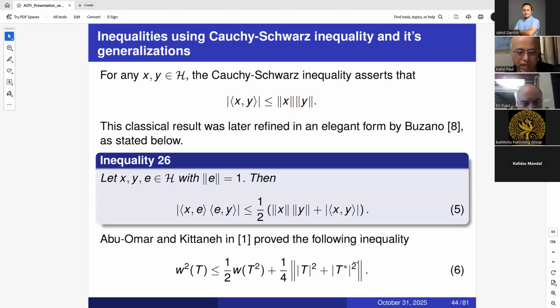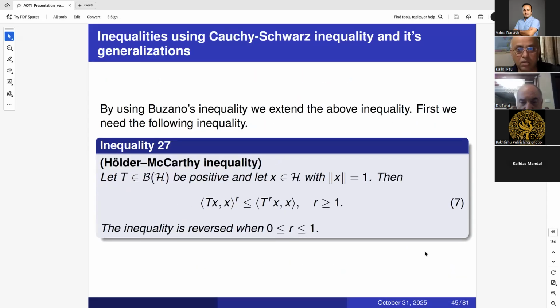So you can see what I am again saying. Professor Fuad and Omar actually proved this: W square of t is less than or equal to half of W of t square plus 1 by 4 mod of t square plus mod t star whole square. Again, we need another inequality here also.